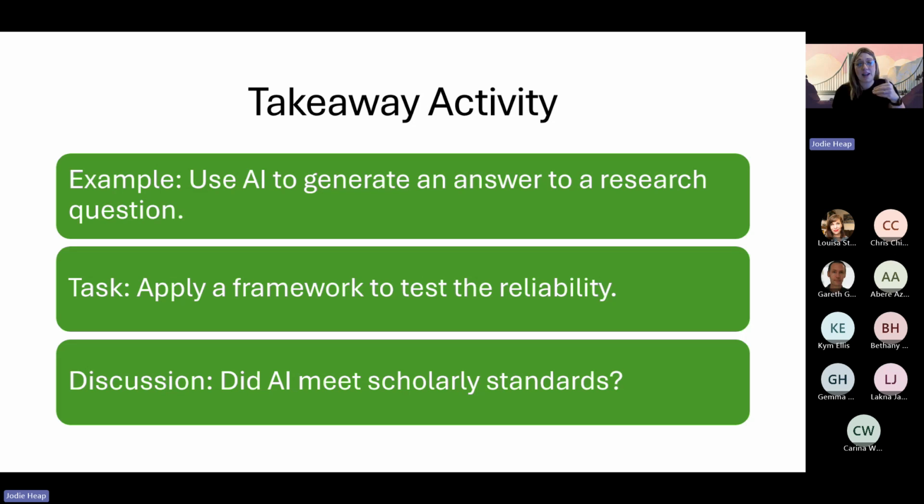Again, a little takeaway activity that you can do after this session: use AI to generate an answer that you might have to a research question. Consider one of the frameworks that I have presented here and think about, did the AI output meet the scholarly standards that we would expect it to? Probably not, but not always.